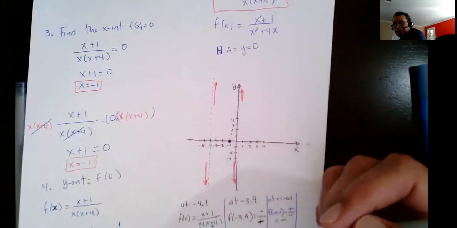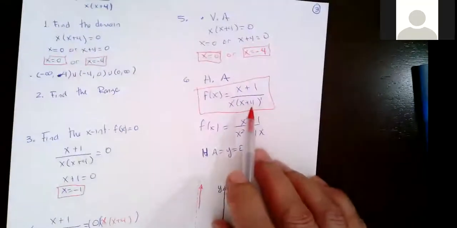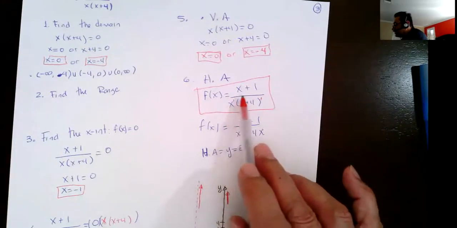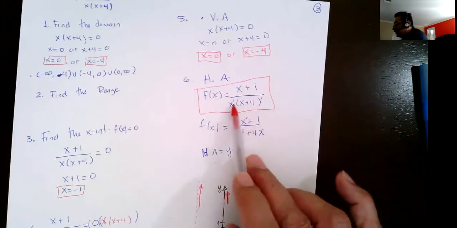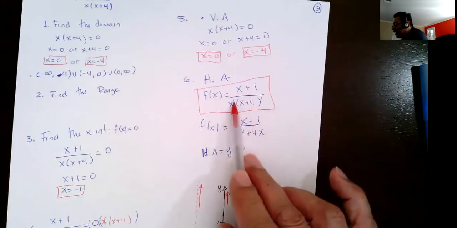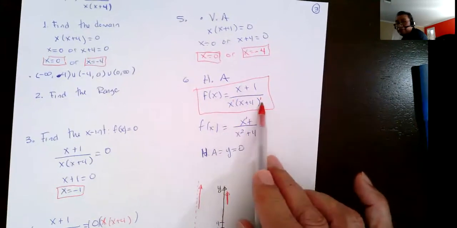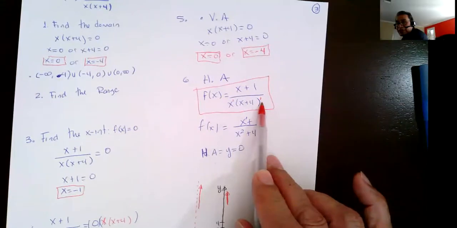Is that clear? Professor? Yes. If we go to the original function, it's x squared plus 4x. It's x times x plus 4. Notice, here the x has odd multiplicity and x plus 4 also has odd multiplicity. Oh, okay. Is that clear? Yeah. That's the one I've heard.